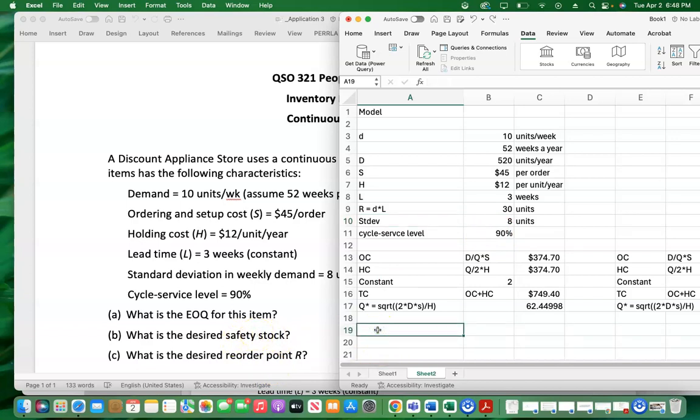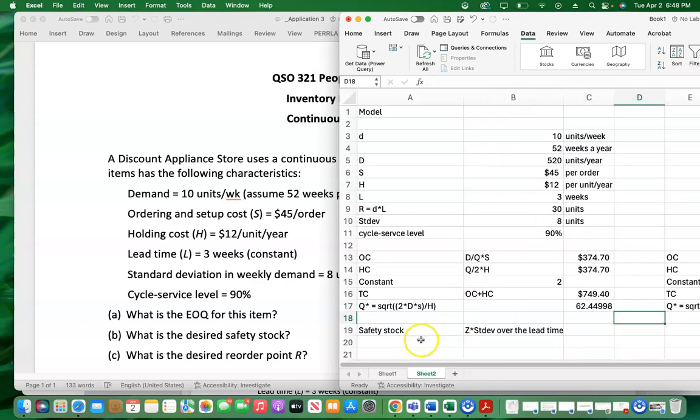Now let's add the safety stock. The safety stock can be found by using the following formula. It is Z times the standard deviation over the lead time. That is the formula for safety stock. So the Z value times the standard deviation over the lead time.